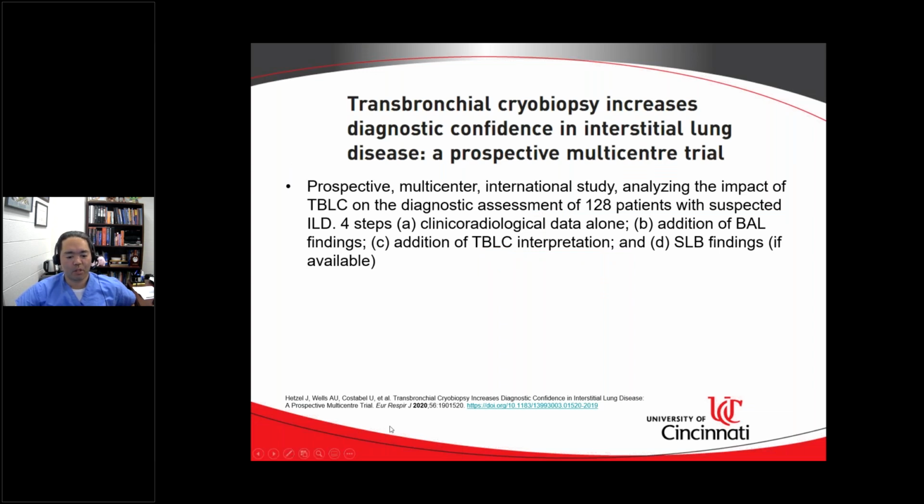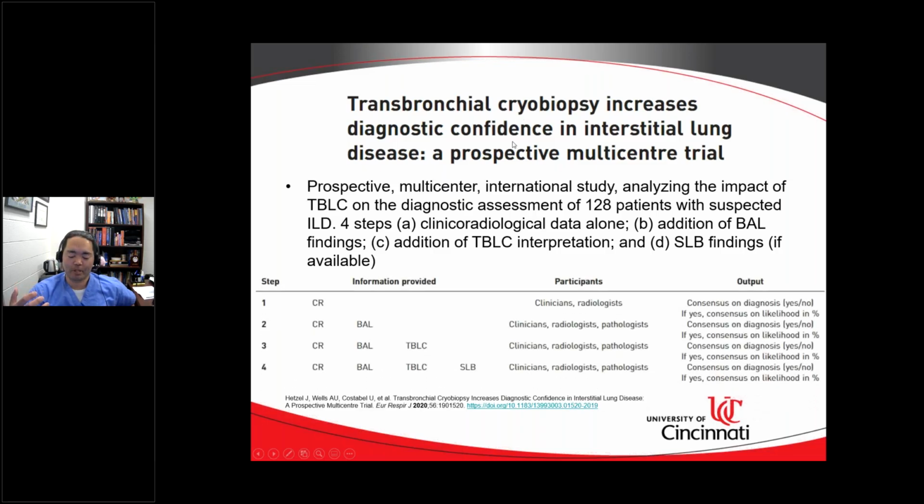And this is another one that was published in 2020, but it's kind of the same, only that they are adding cryobiopsy, and the design is pretty interesting as well. It's clinical radiological first, and whether you have a consensus or not, and if yes, the consensus likelihood in percentage. Then you add BAL, then you add BAL and transbronchial lung cryobiopsy, and if you still don't know, you proceed to surgical lung biopsy, in a staggered fashion.